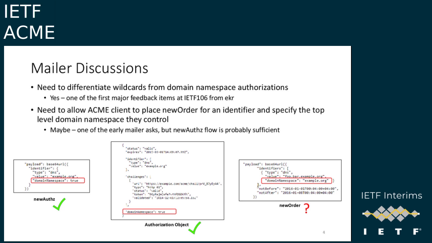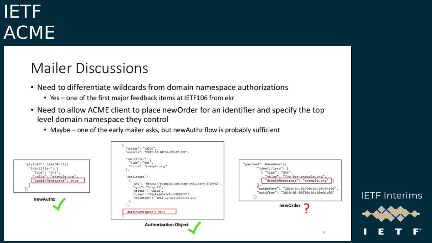And then there was a lot of debate back and forth some time ago on the mailers about new order handling, and whether the ACME client, when it's sending in a new order request, should also need to specify the top level domain that it has control over. I'm absolutely on the fence as to whether we need to do this in new order or not. It's certainly the use case that Michael and I have in mind, the pre-authorization use case makes a lot more sense.